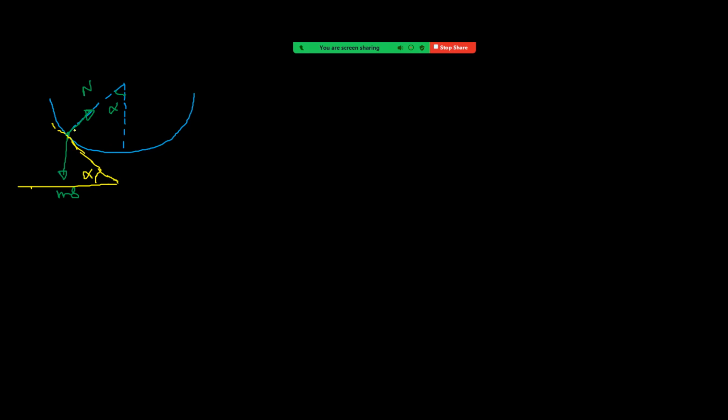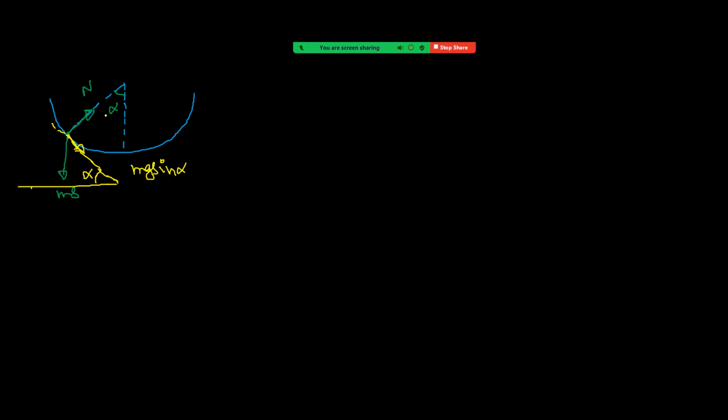Condition given: moving slowly. Moving slowly means along the tangent the net force must be equal to 0. So along the tangent I can take the weight component, mg sine alpha. If this is balanced by the frictional force, then we can say it is moving slowly.